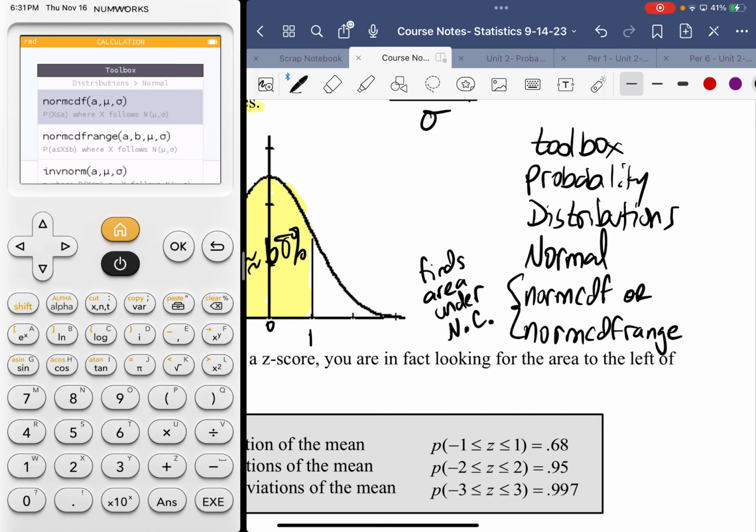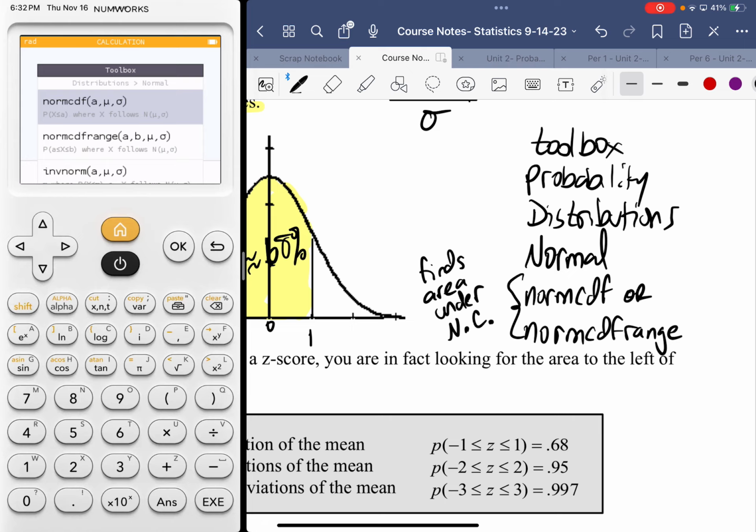You see that it says P of X less than or equal to A, right? That's the calculator's way of saying that what this is going to return is the area to the left of whatever the A value is, all right? Whereas the second one is going to return the area between whatever you call the A and B values, all right? So this is for area to the left specifically, and this one is area between, all right?